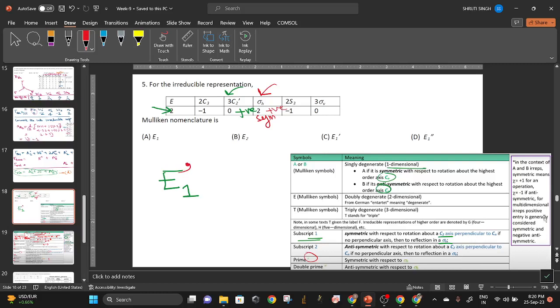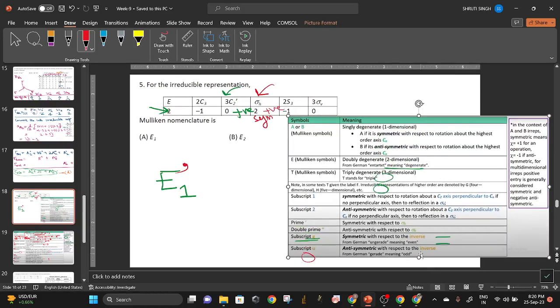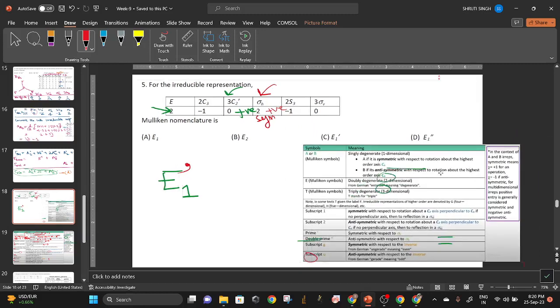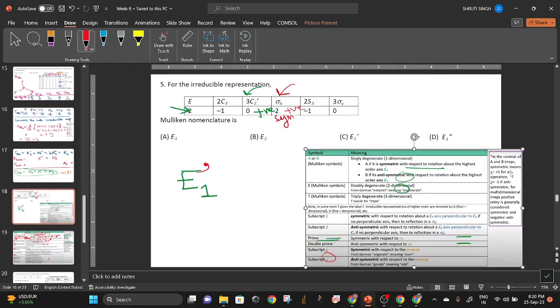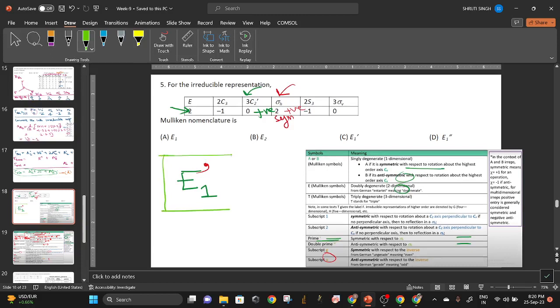Now the next step was to look for inversion center I. But there is no I here. So that's it. This is the Mulliken symbol. Even option C. Yes. So this is the correct answer. So this was for question number 5.